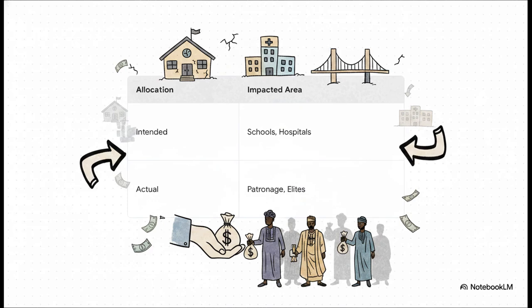And just look at where the money goes when these realignments happen. The intended destinations for state resources are obviously schools, hospitals, infrastructure. But when a defection happens, that capital gets aggressively redirected. It gets dumped right into patronage networks. The defecting politician basically drains public funds to buy their new standing with local power brokers. The resources literally get rerouted away from the users.